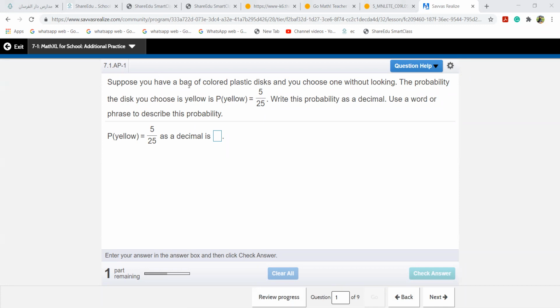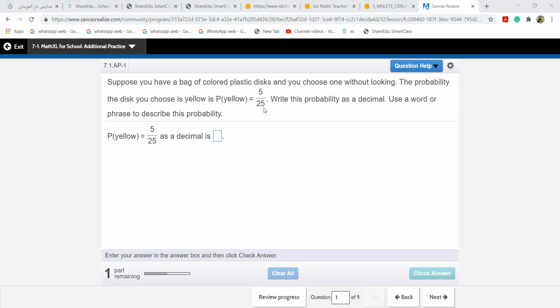Suppose you have a bag of colored plastic discs and you choose one without looking. The probability the disc you choose is yellow is 5 over 25. Write this probability as a decimal. Use a word or a phrase to describe this probability.